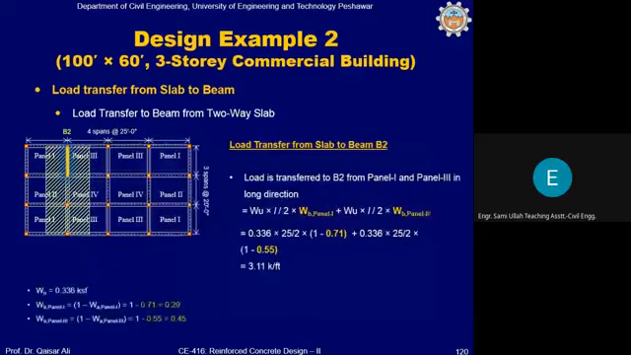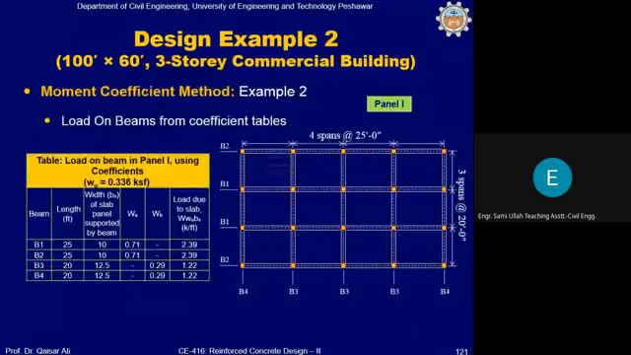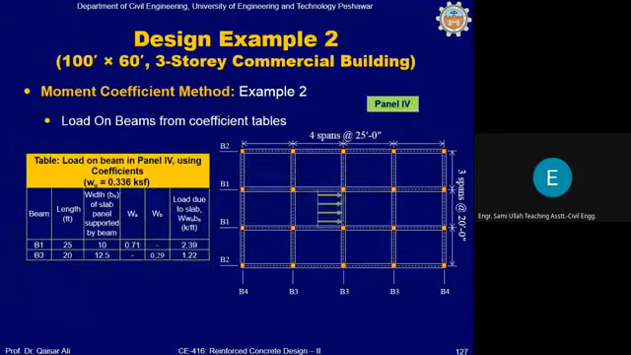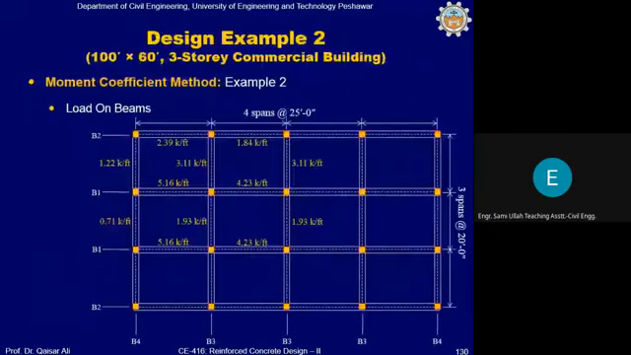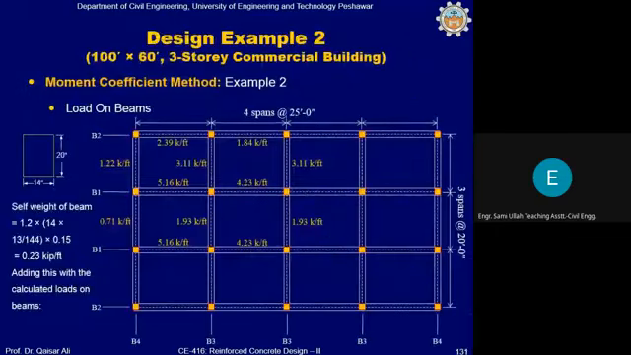You can see these values. Finally, the values will be the same. These values are slightly larger than ours because they have taken the center to center length, and you should also take the center to center length. Okay.